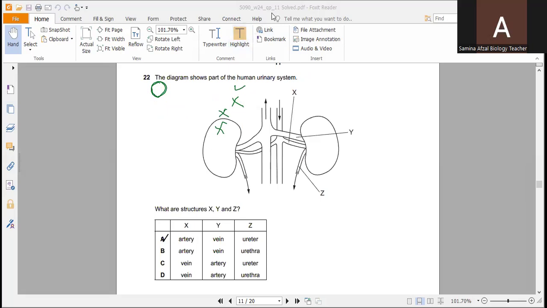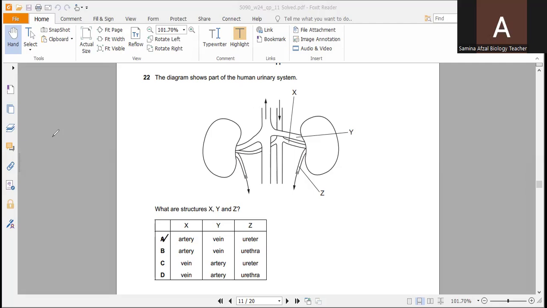And the next question is 22. And the diagram has been shown in this question. You can see the diagram shows part of the human urinary system. And here you can see they have labeled X, Y, and Z. What are the structures X, Y, and Z?